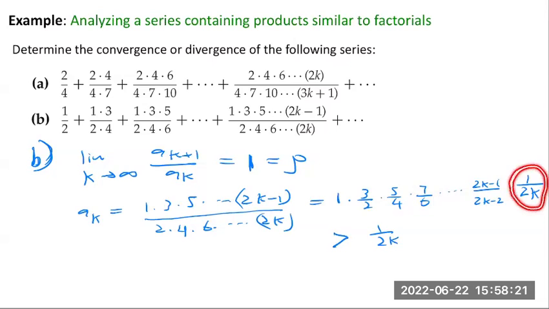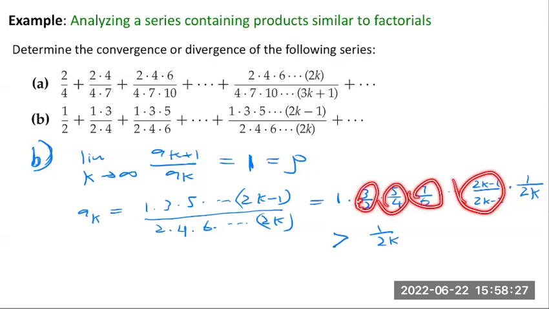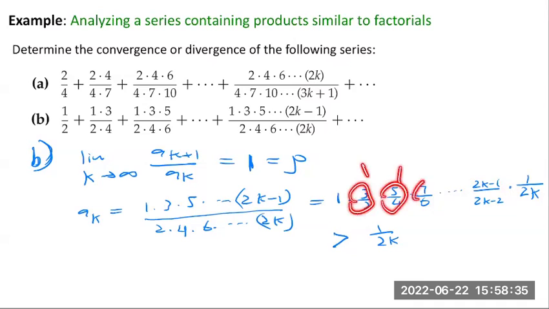I'm not going to touch this one. I'm going to replace all the other terms by 1. That means I'm putting something smaller because all these quantities are bigger than 1. Then I should get some smaller quantity on the left-hand side, right? I put 1 here, 1 here, 1 here. That means I'm making this expression smaller. So this original expression has to be greater than 1 over 2k. But here we know that if you consider this series, the sum from k equals 1 to infinity of 1 over 2k diverges.